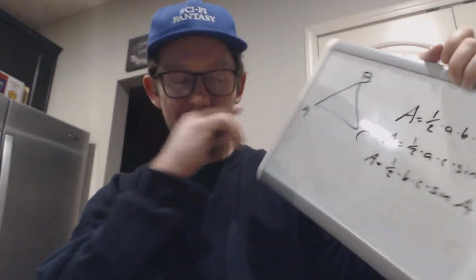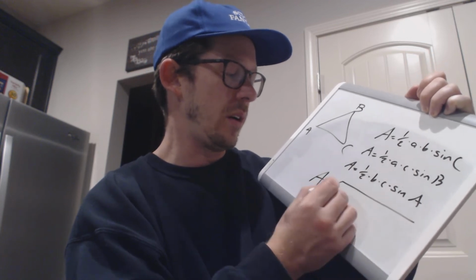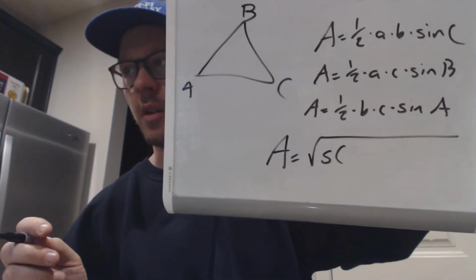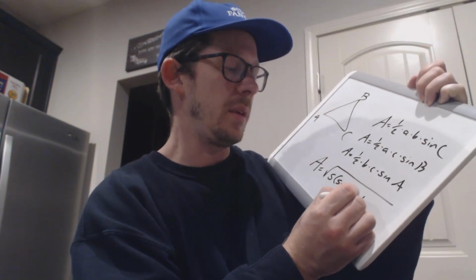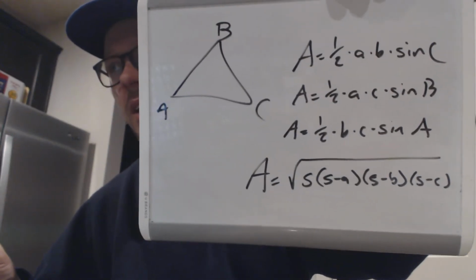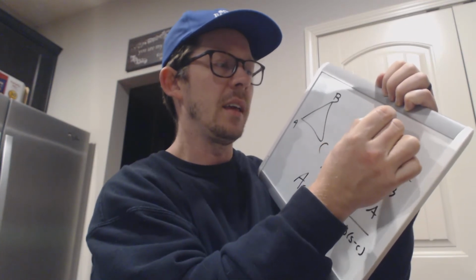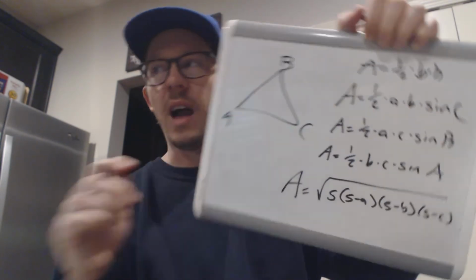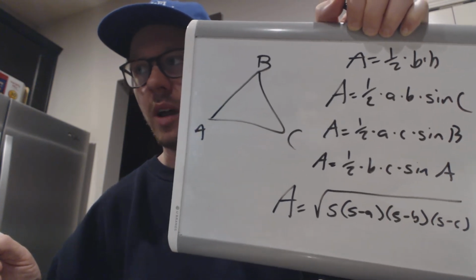Or if you don't have any angles, you could use Heron's formula to say the area equals the square root of S, which is the semi-perimeter, times S minus A times S minus B times S minus C. And those are nice ways of calculating the area if we don't have just the classical base and the height. These are alternate ways to find that.